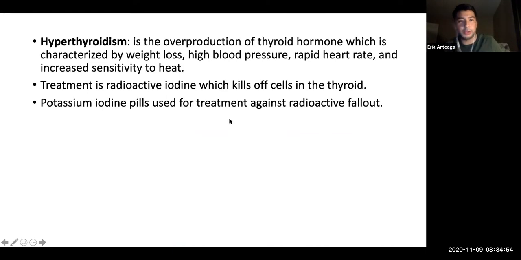So hyperthyroidism is the overproduction of thyroid hormone, which is characterized by weight loss, high blood pressure, rapid heart rate, and increased sensitivity to heat. So treatment is radioactive iodine, which kills off cells in the thyroid.